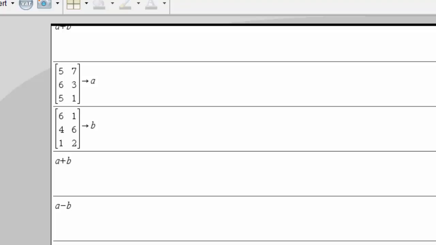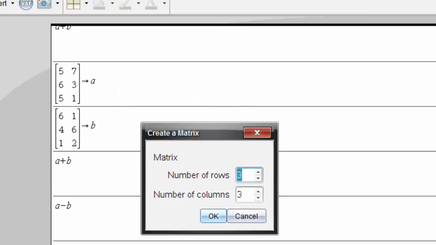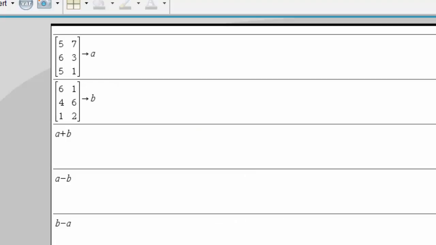Now, let us finish by defining two new matrices from different order. So make one 3 by 3 and put the values in it.